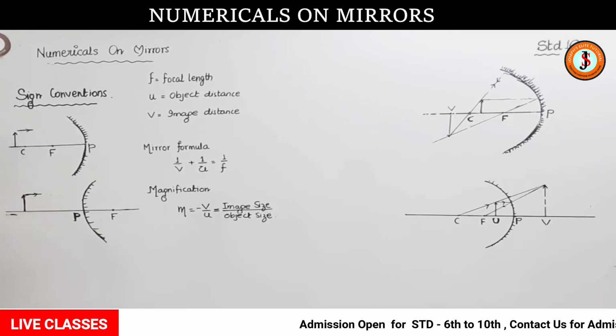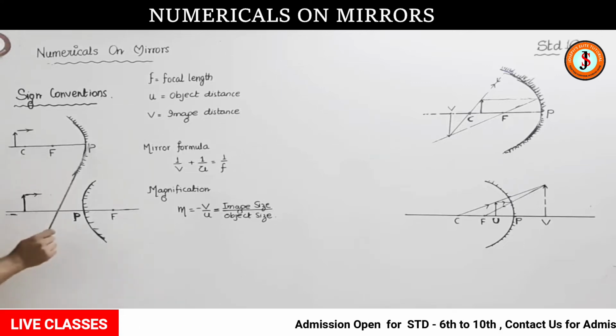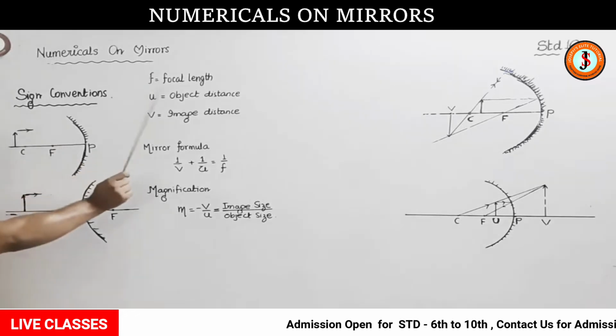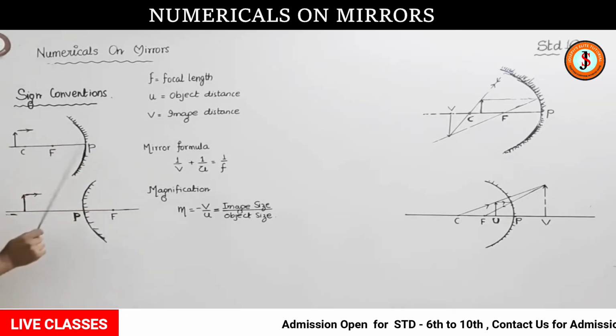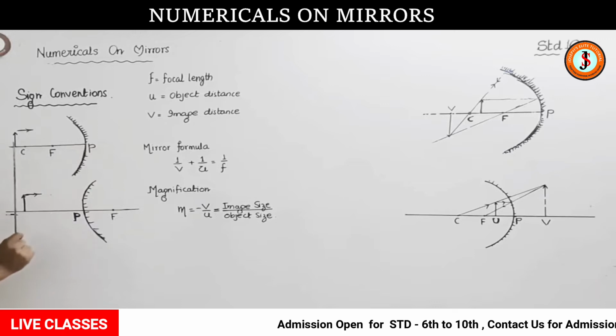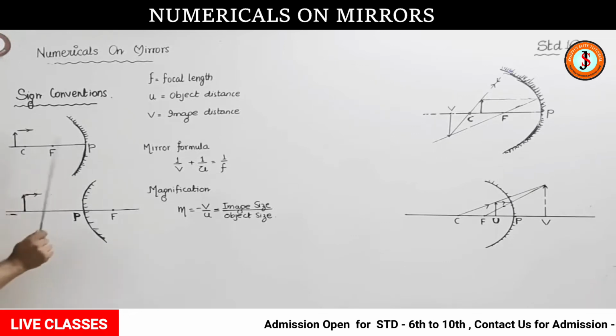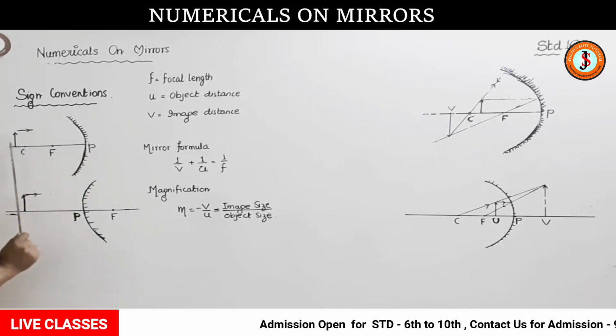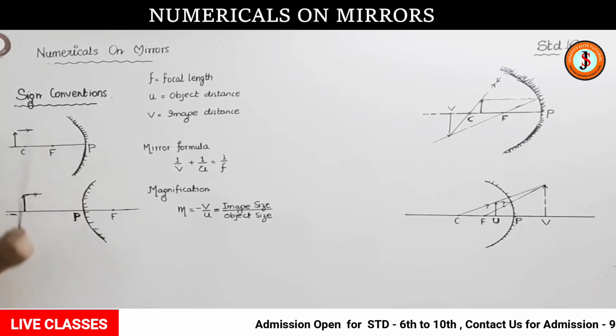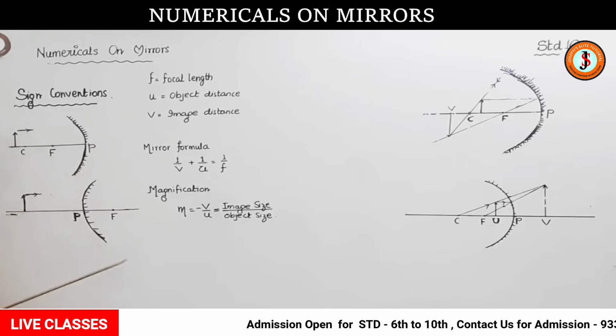Now what are the distances of our interest? First is the focal length, the distance between F and P, denoted by small f. Second is the object distance, how far the object is from the pole, always from the pole. For anything, always start with the letter P. Focal length is PF, object distance is PU, where I put U for the object. So you have to start from P; you cannot go FP, you have to go PF.